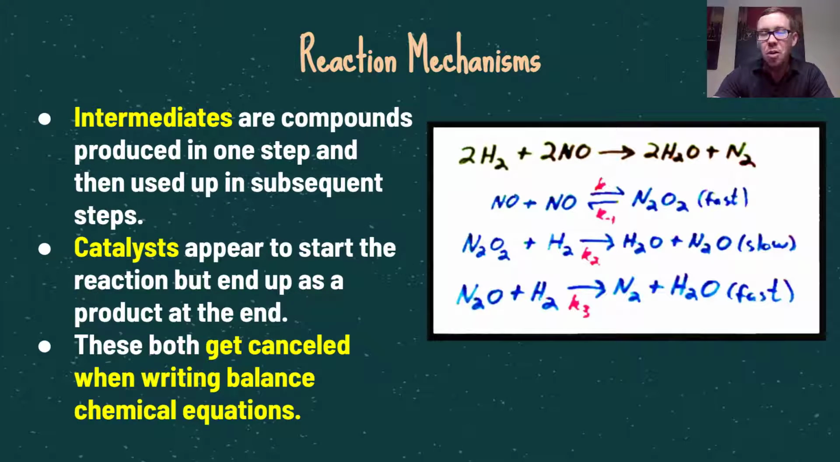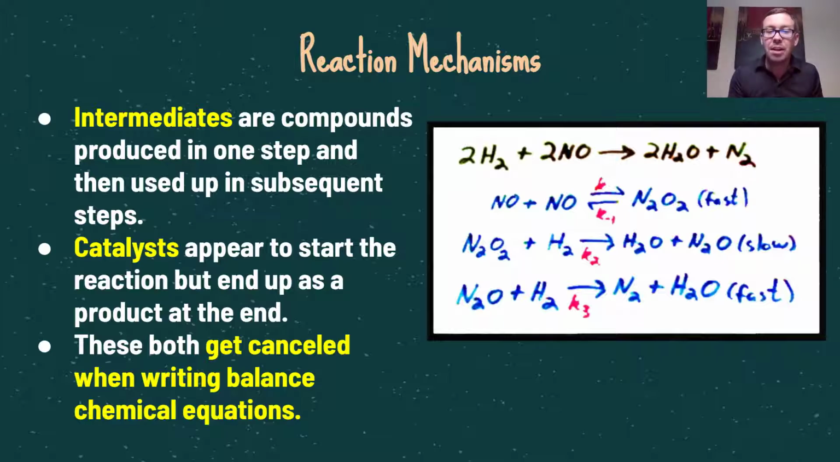Now, intermediates are the term we use to describe compounds that are produced in one step and used up in a subsequent step. For example, in between steps 1 and 2, we would say that N2O2 is an intermediate because it's used in the subsequent step and made in a previous step. And we would argue the same for N2O between the second and third step.